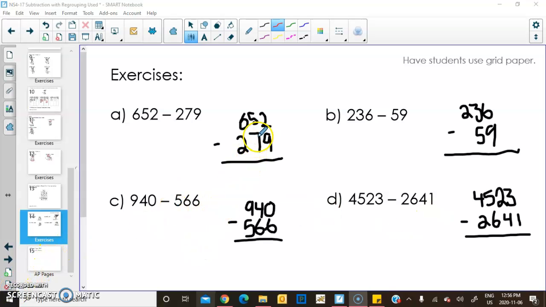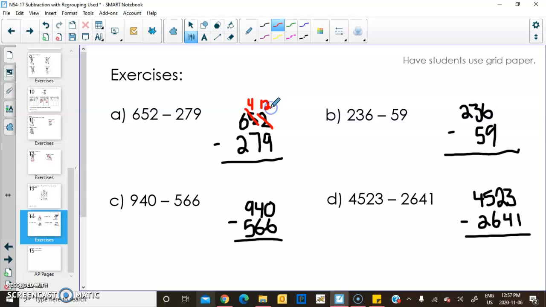Okay, let's do A together. So remember, we start at the ones place value. So if I have 2 cookies, can I take away 9 cookies? No, so I need to regroup my 5. So I'm going to take 1 ten away. So 5 minus 1 is 4. And I'm going to regroup that 10 as 10 ones. So 10 plus 2 is 12.